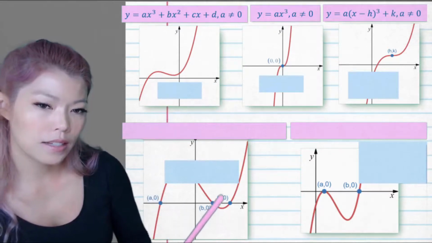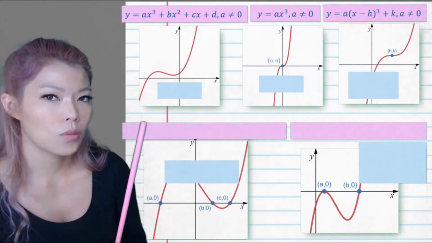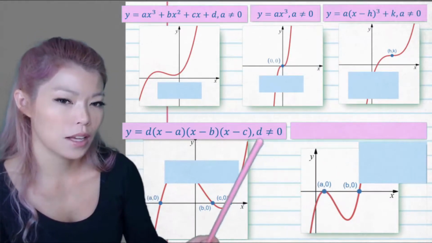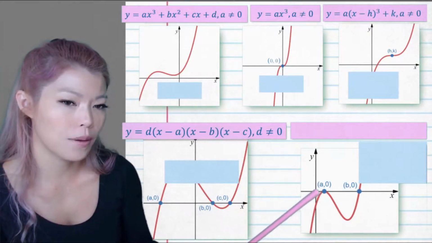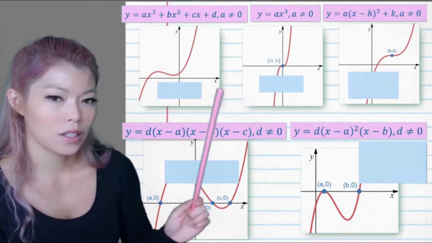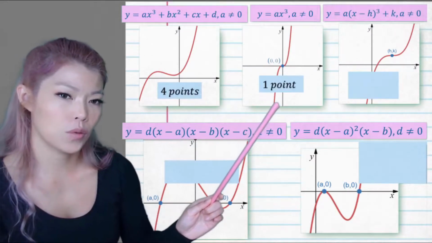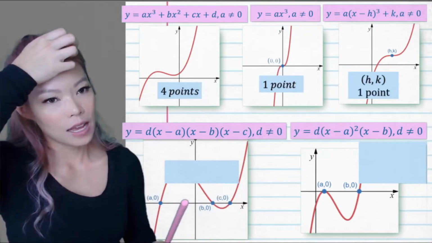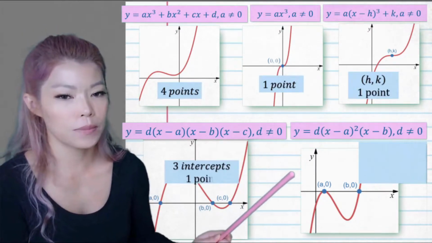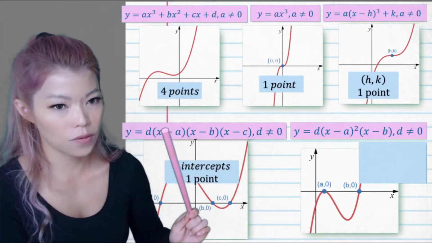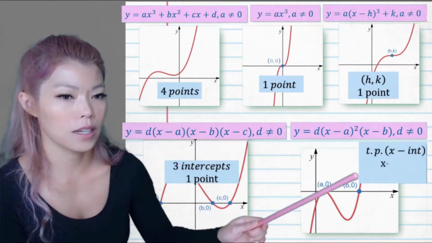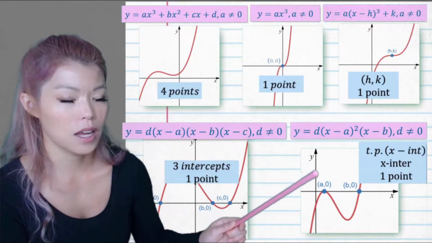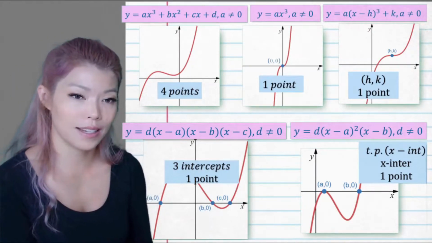Here we have 3 intercepts. So what form should we use? The one with 3 brackets. And here we have a turning point and an intercept. So it looks like this, but one of the brackets will have the power of 2. So for this one, we'll be given 4 points. For this one, we'll be given only 1 point because we only have to find a. For that one, we'll be given h and k and a point. This one will be given 3 intercepts and another random point to find the dilation factor. And this one will be given the turning point and the x-intercept, and then 1 point to find the dilation factor. Notice that the turning point is also an x-intercept.